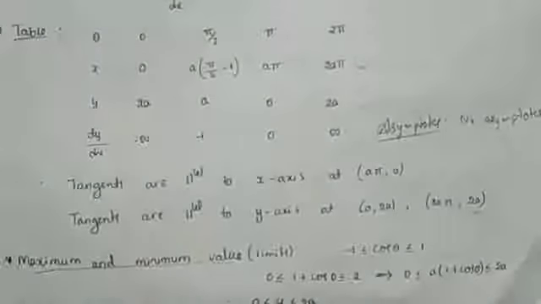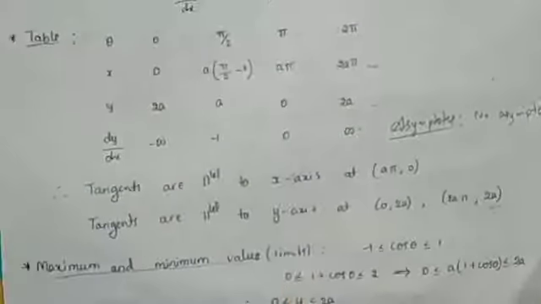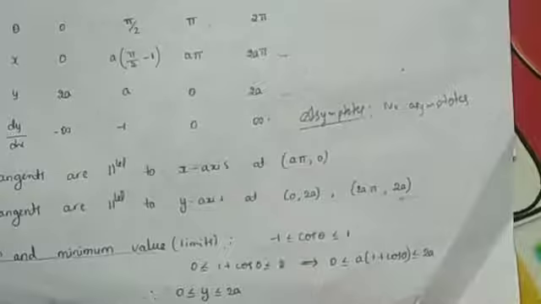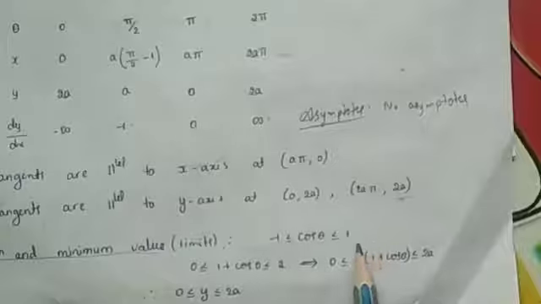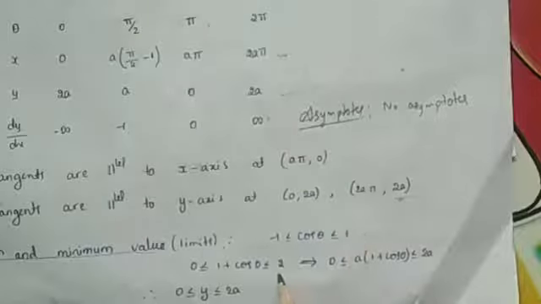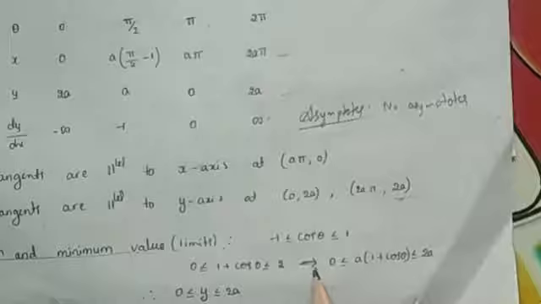The next point is the maximum and minimum value or limitations. We know that the magnitude of cos theta always lies between -1 to +1. So you add +1 to this one, you get 1 minus 1 is 0, less than or equal to 1 plus cos theta, 1 plus 1 is 2. In the next step, you multiply throughout by a, you get 0 less than or equal to a into 1 plus cos theta, it is less than or equal to 2a.